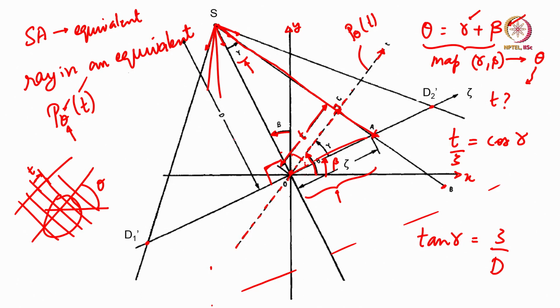So, if you know R beta of zeta, then you can first get gamma of course using zeta by d. D is a fixed value because it depends only on the distance between the source and the detector. So, you can now calculate gamma. Once you know gamma, you add gamma and beta, you will get theta. Okay. For a given zeta value, you do t by zeta is equal to cos gamma, you get gamma, you add it to beta, you get theta.